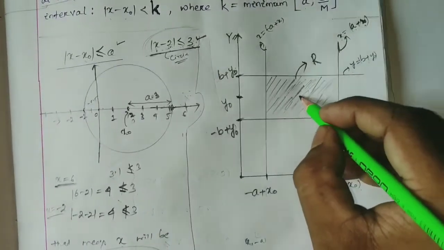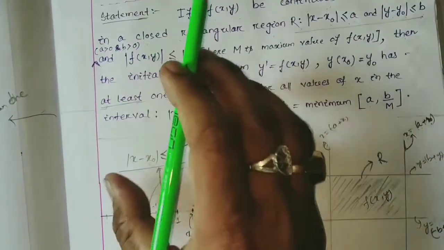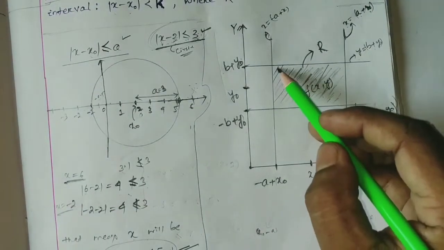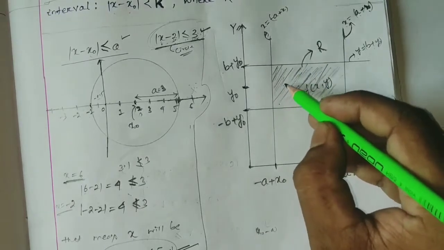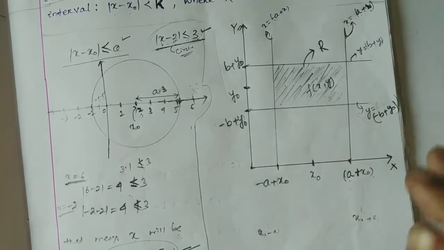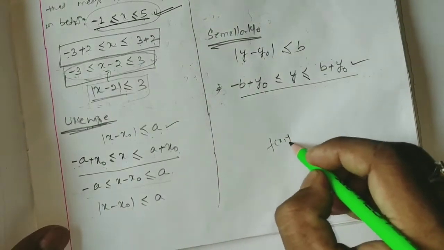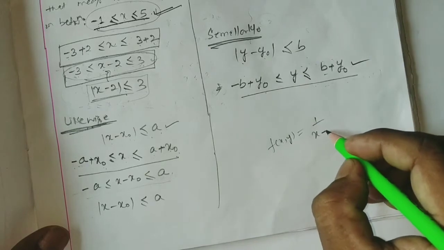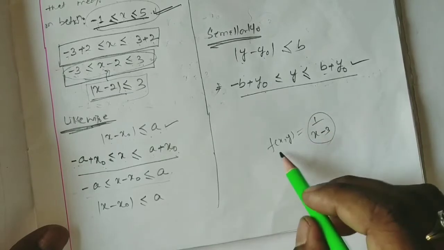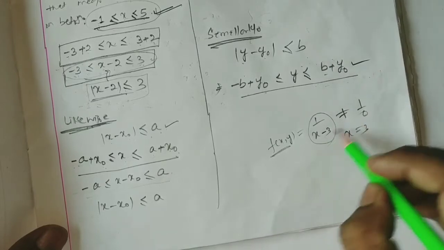So if the rectangular region has been given, and f(x,y) is a function that exists in this region, this existence theorem is telling us that we have to consider f(x,y) which is continuous. Continuous means that at each and every point the value can be found. Suppose f(x,y) is like this, 1 by x minus 3. This function could not be defined at x equal to 3, because at x equal to 3 the denominator will be 0.